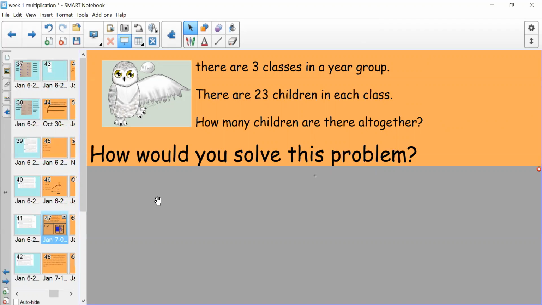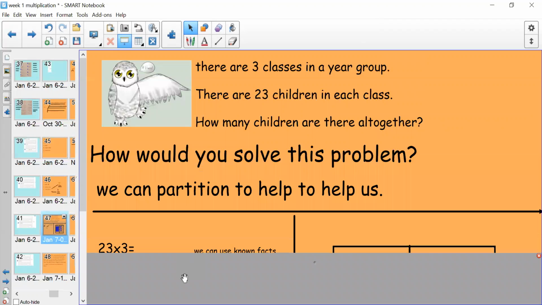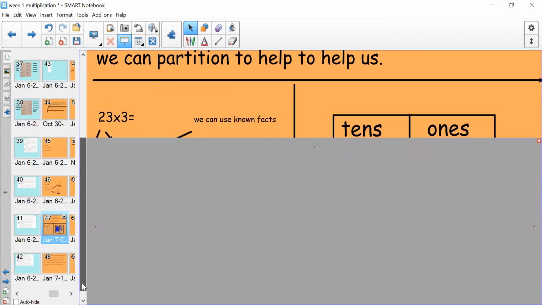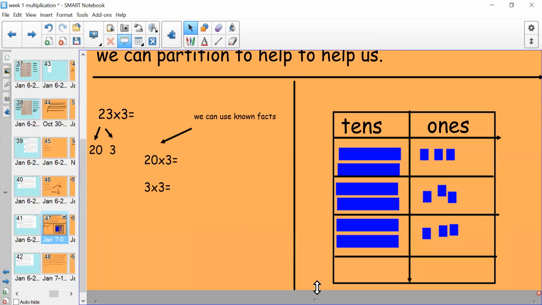Okay, so there are many different ways that we can get this answer, but today we're going to focus on timesing those 2 numbers together. So 23 times 3. So if we had to represent that question visually, you can see over here we've drawn a tens and a ones column. So this would be 23 children in one class, 23 children in another class, and 23 children in another class. So it's 1, 2, 3 classes of 23 children. So we are going to multiply that. We're going to say 23 times 3.